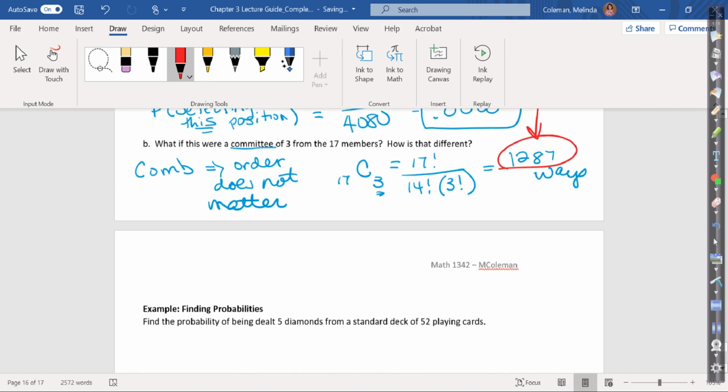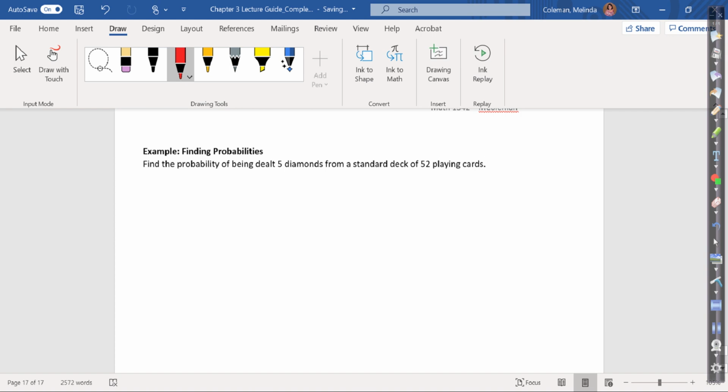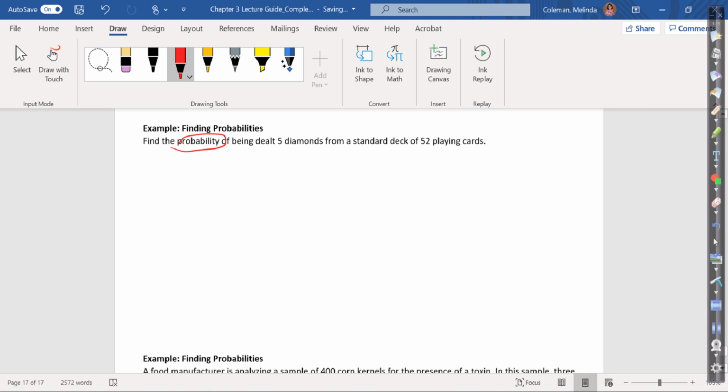All right. Next example says, find the probability of being dealt 5 diamonds from a standard deck of 52 playing cards. So, because these 5 diamonds can be in any order, this is going to be a combination. Again, order does not matter.